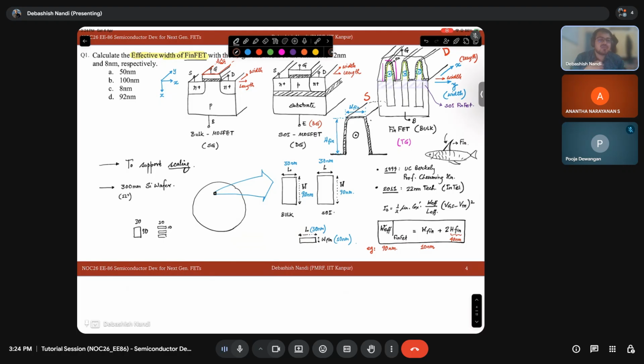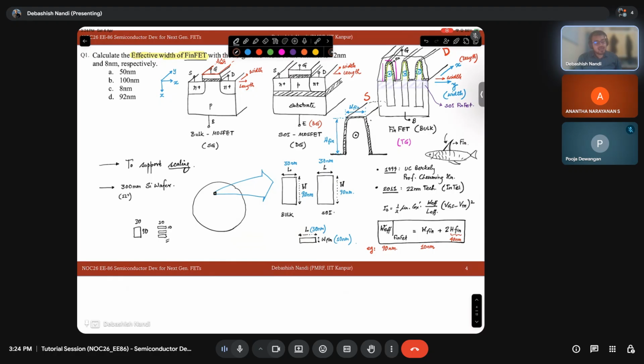That is what Moore's law was all about, right? In a given area, how much transistor I can accommodate. You see the advantage of FinFET. Yes, sir. We can have multiple transistor density.